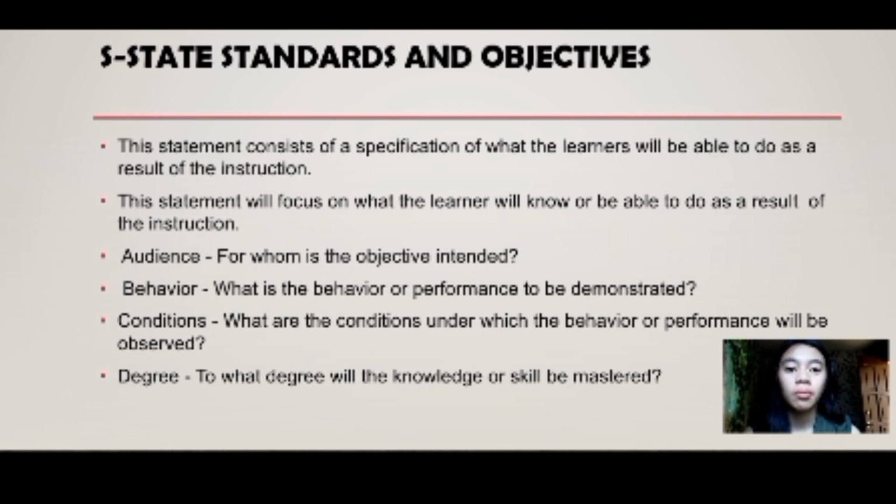Kani pod nga part magamit nato ang ABCD method. A for Audience, or for whom is the objective intended. B for Behavior, or what is the behavior or performance to be demonstrated. C for Condition, or what are the conditions under which the behavior or performance will be observed. And D for Degree, to what degree will the knowledge or skill be mastered.